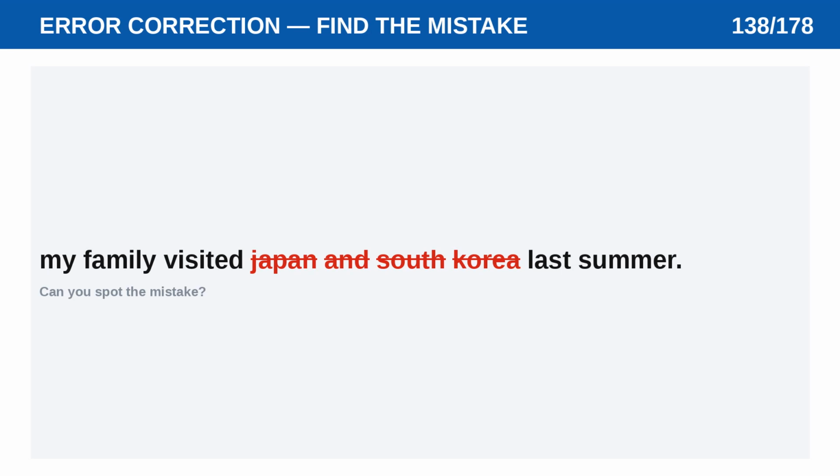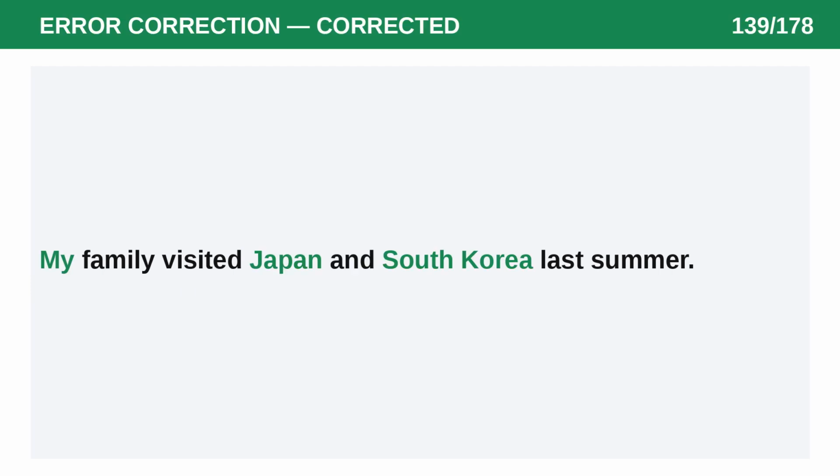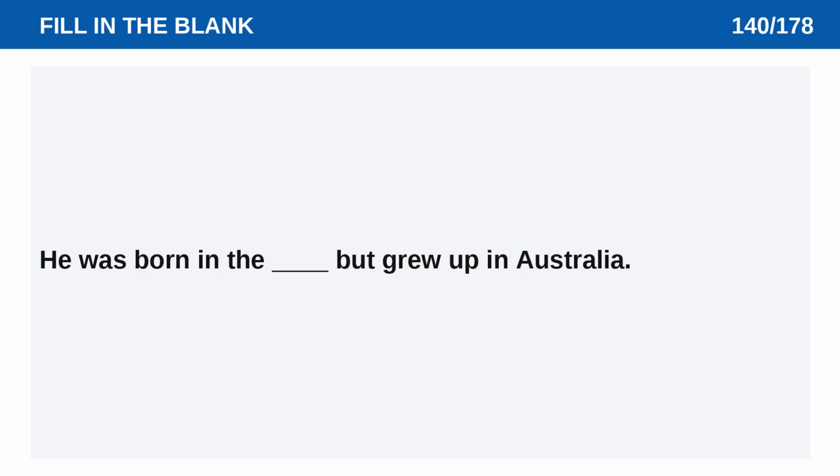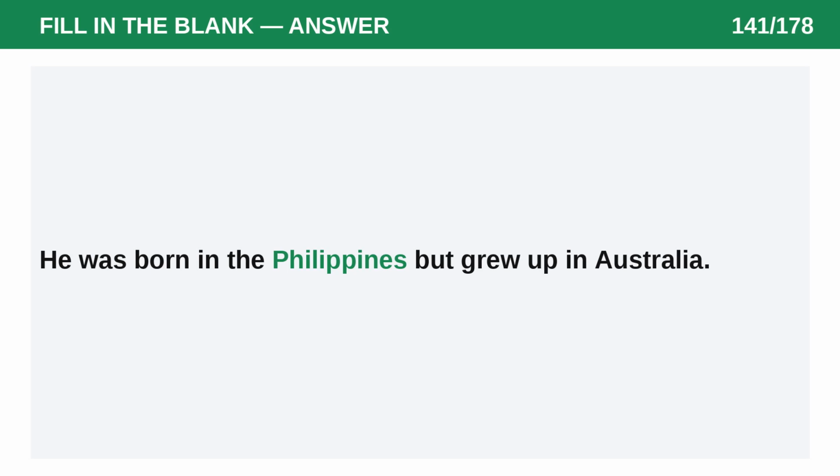My family visited Japan and South Korea last summer. The correct sentence is, my family visited Japan and South Korea last summer. He was born in the Philippines but grew up in Australia.